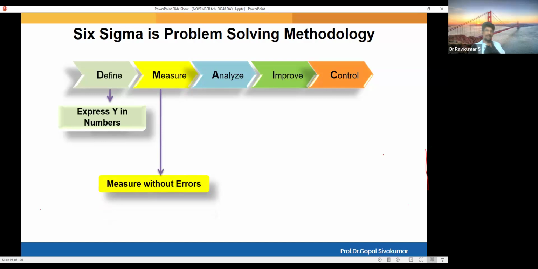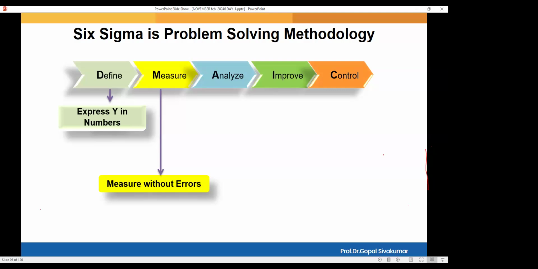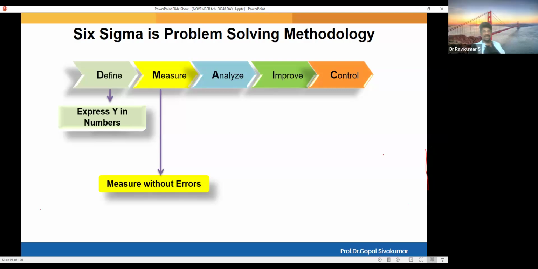Why is that so important? Because if your data has errors, it will have a great impact. We are going to see what impact that will have in your process, guys. If you collect data with errors, what kind of impact will it have? We will see in the coming slides and coming sessions. Don't worry. Okay.